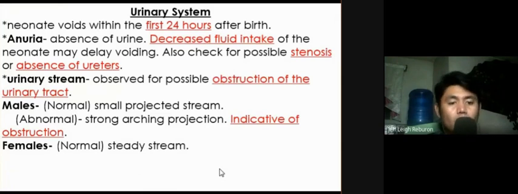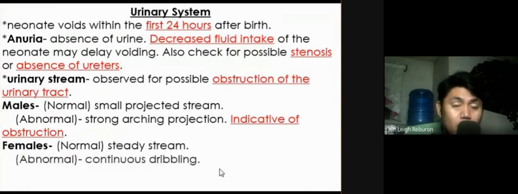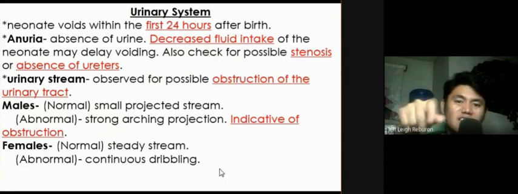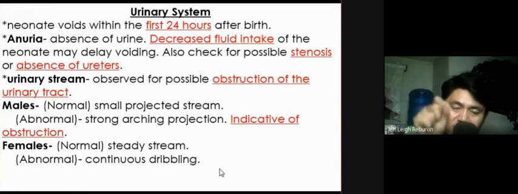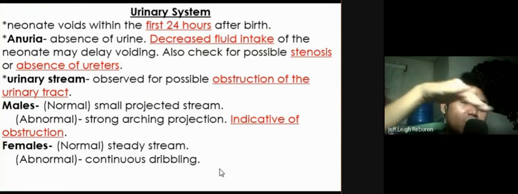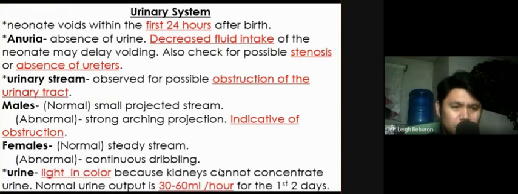For females naman po, ang normal po ay steady stream. But, for abnormal na urinary stream, it's continuous dribbling. When you say continuous dribbling, parang gripo na hindi mahigpit ang pagkakasara at tuloy-tuloy ang patak. That's an abnormal urinary stream for females. Okay? Ang normal po, steady stream. Okay? Dumadaloy siya ng parang ilog. Steady. Okay? So, the urine is usually light in color.